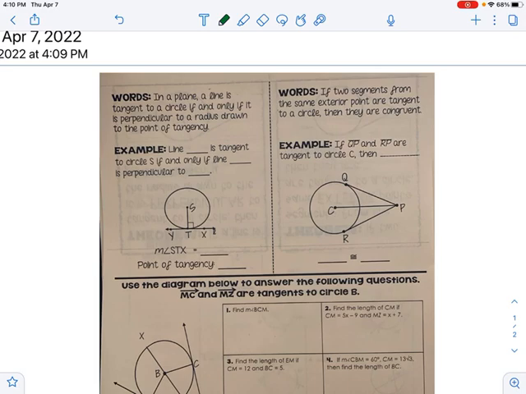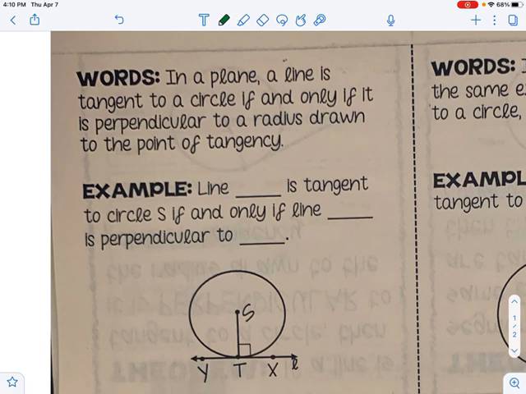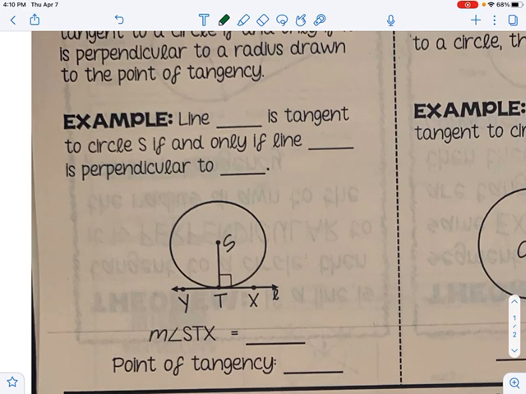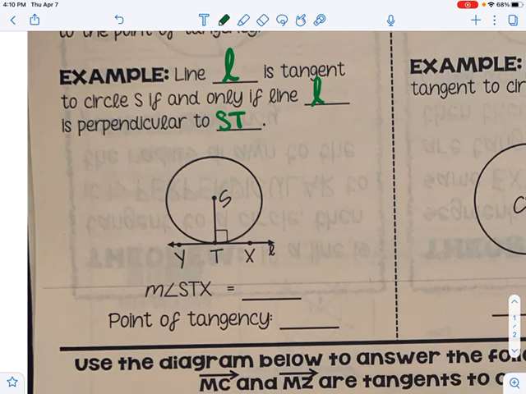First thing about tangent lines I want you to know about is on the left. In a plane, a line is tangent to a circle if and only if it is perpendicular to a radius drawn at the point of tangency. So in this picture, the cursive line L is tangent to circle S if and only if line L is perpendicular to line ST, the radius. If they're perpendicular, at that intersection we would get a 90-degree angle. We would consider the point of tangency to be T, because that's where the radius and the tangent line are meeting and making a 90-degree angle.